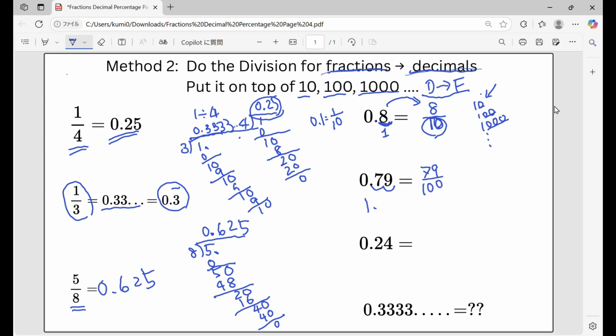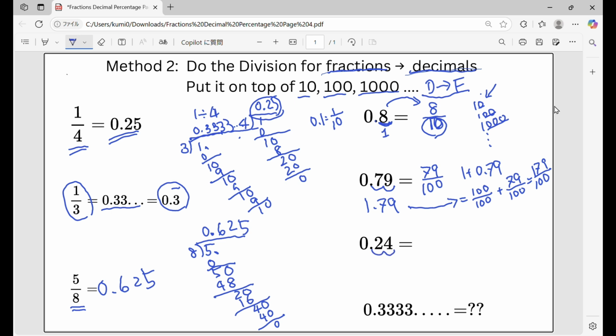What if it was 1.79? Okay, then that would be 1 plus 0.79, which is 100/100 plus 79/100. So it will be 179/100. Okay, that will be that.